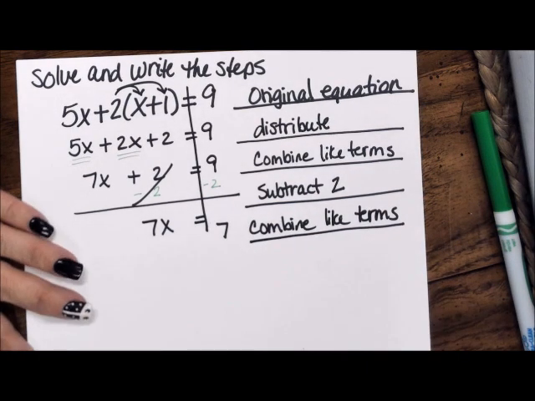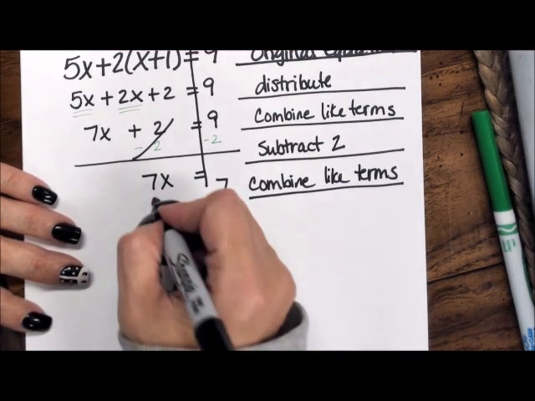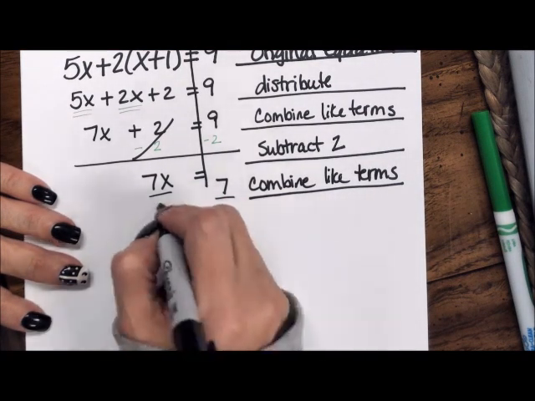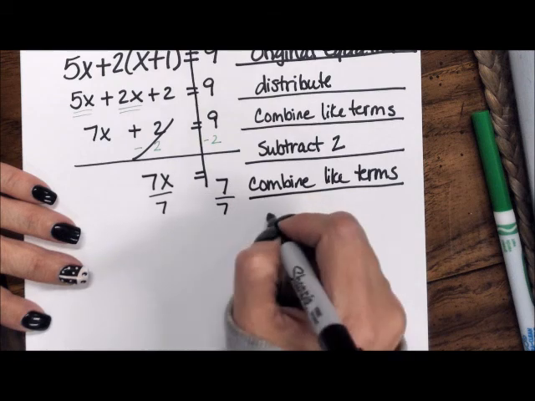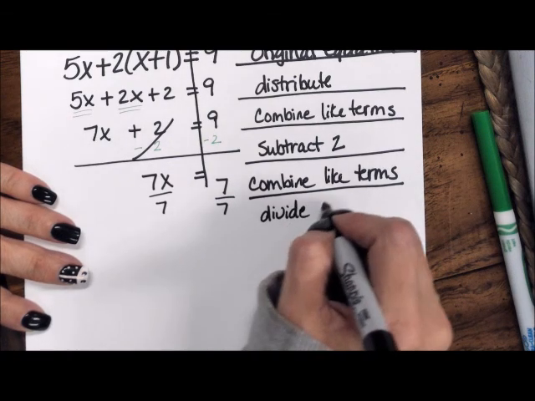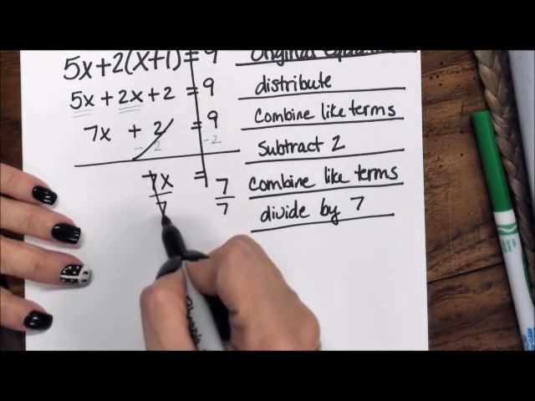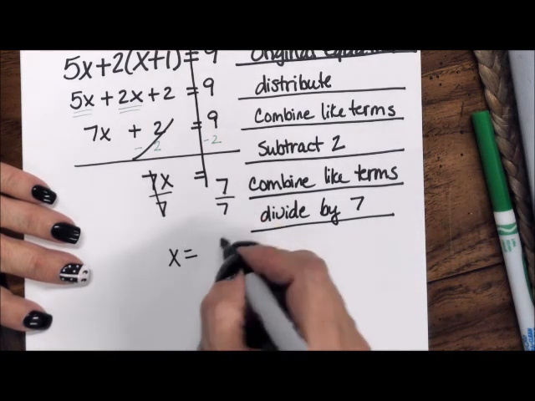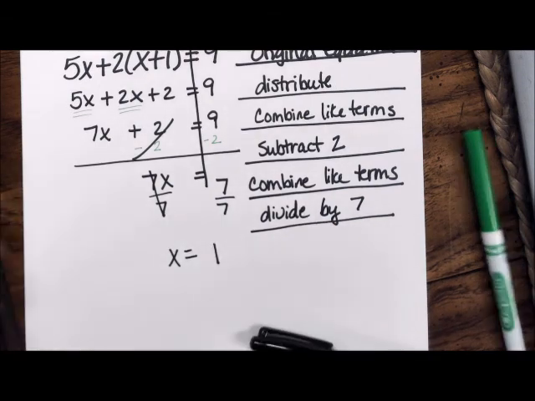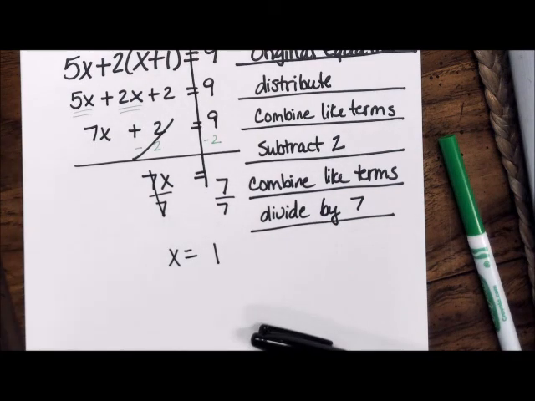Okay, we're almost done. How do I get rid of that 7? I do what? I divide. So I'm going to say divide by what? Divide by 7. And then I'm going to cancel that out and get x equals 7 divided by 7 is 1. I'm not combining like terms there. What am I doing?